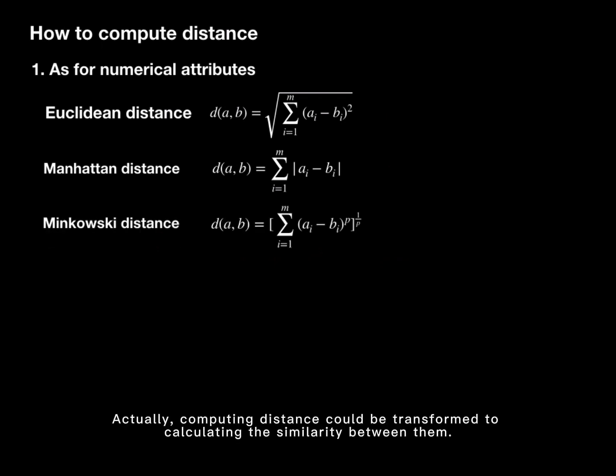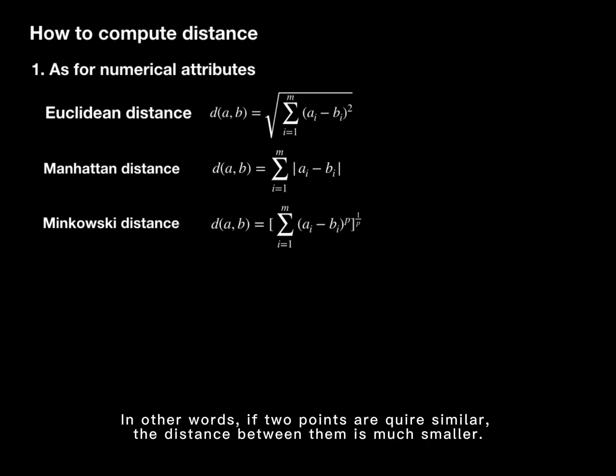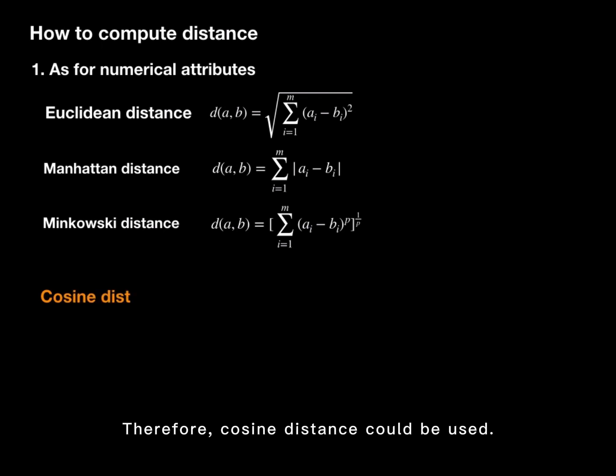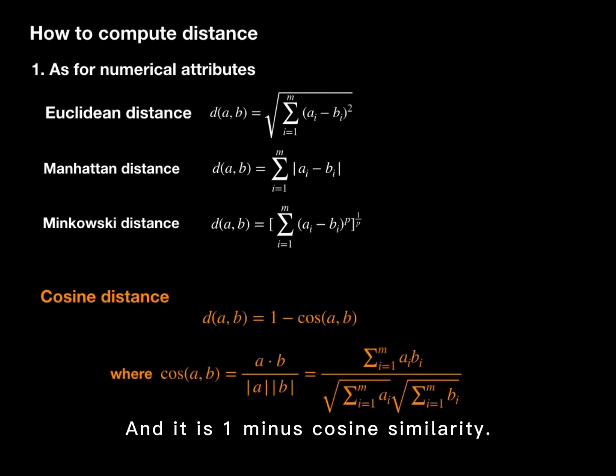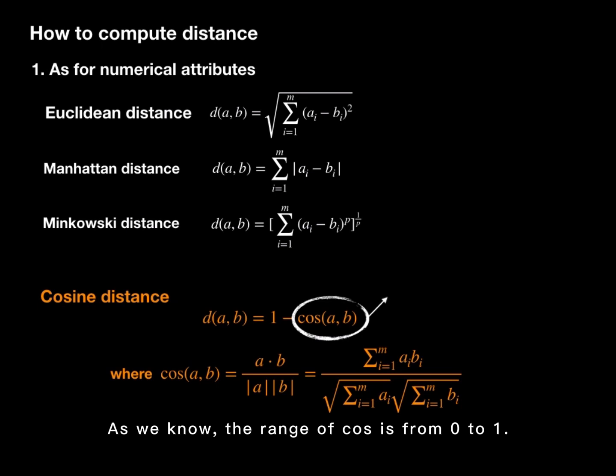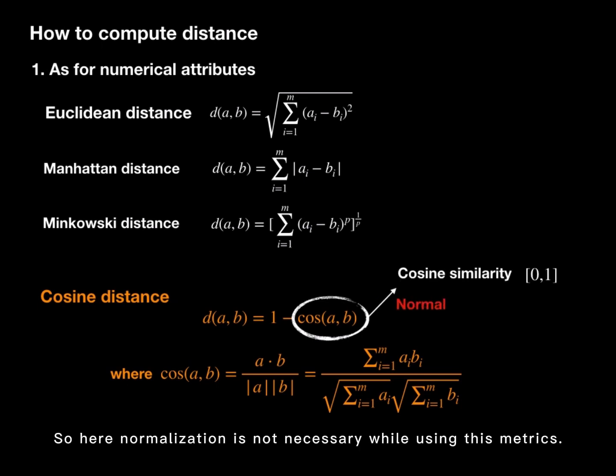Actually, computing distance could be transformed to calculating the similarity between them. In other words, if 2 points are quite similar, the distance between them is much smaller. Therefore, cosine distance could be used, and it is 1 minus cosine similarity. As we know, the range of a cosine is from 0 to 1, so here, normalization is not necessary while using these metrics.